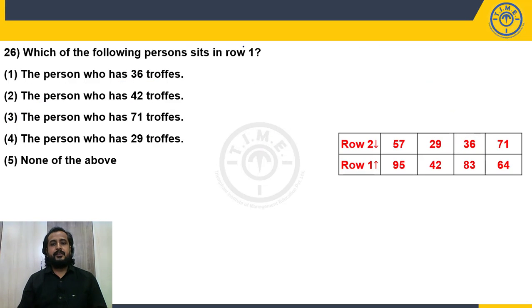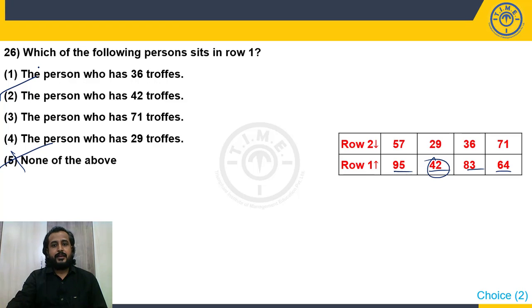Which of the persons sits in row 1? 95, 42, 83, 64. Which is available? 95, 42, 83, 64. None. None of the above, choice 5. Sorry, 42 is there, right? I'm sorry. So choice 2.